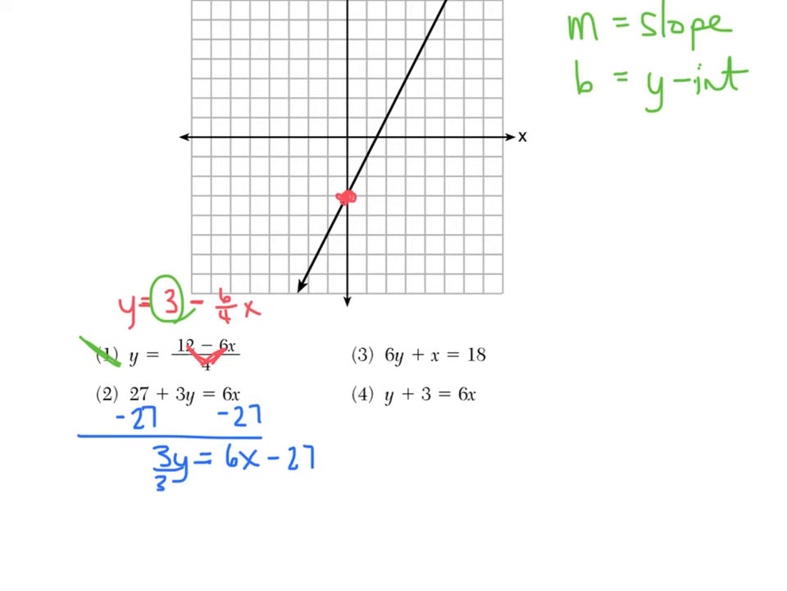Then I'm going to go ahead and divide by 3. And as I'm doing it, I'm going to recognize right away 2x minus 9. So again, my constant here, my y-intercept, is -9, which is not what I'm looking for. So again, we're going to cross off that option.